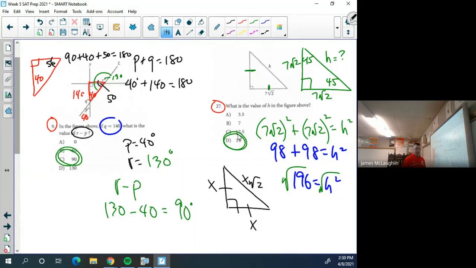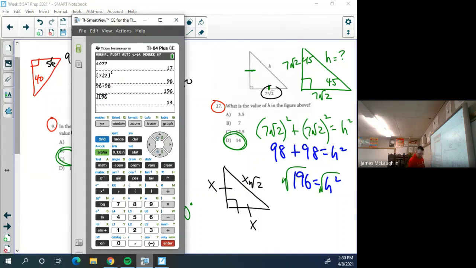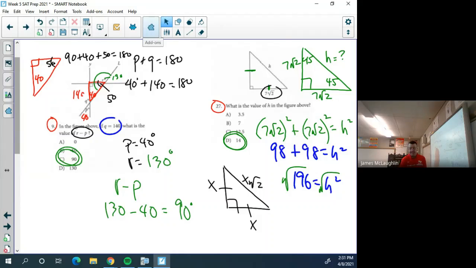So the other way to be thinking about it, if we knew this was 7 root 2, we could take the 7 root 2 and multiply it by root 2. And that also will get you there if you memorized 45, 45, 90. 14 for sure. Good connections, advanced math topics, really in the spectrum here of algebra, tied into some of your geometrical concepts, right?